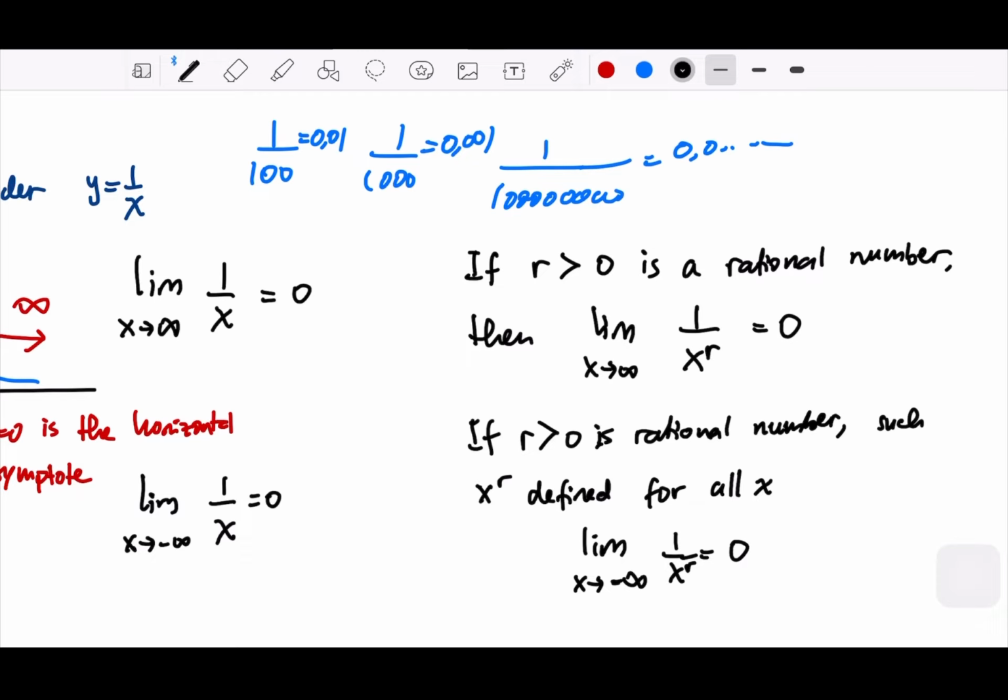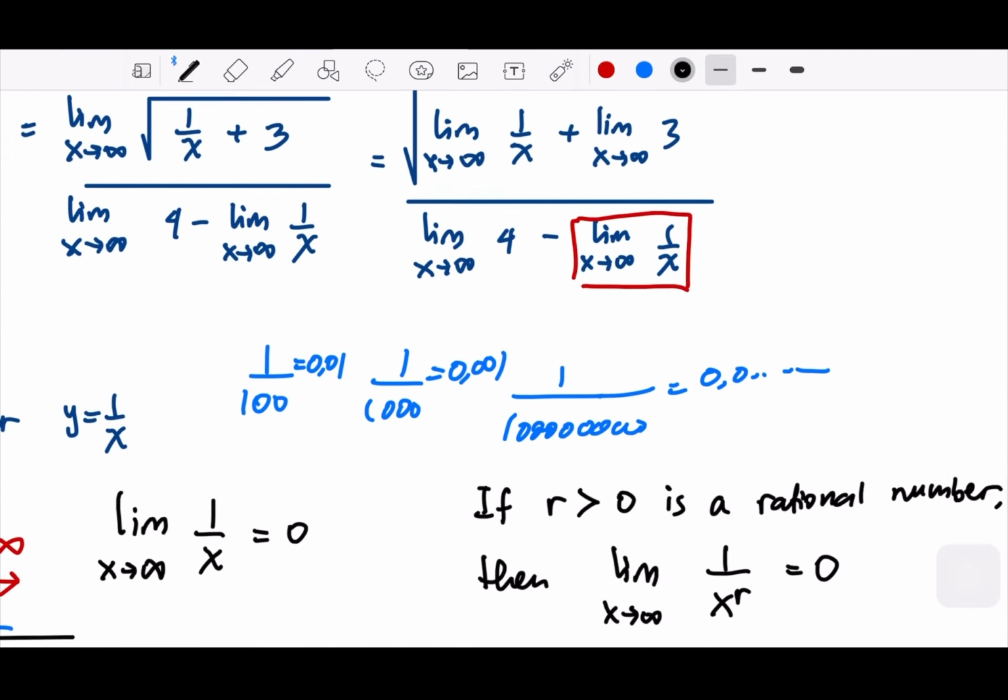Okay, in other words, if the limit has x approaching infinity or negative infinity, the idea is you have some functions that you need to simplify, and you need to find out whether they can be simplified in terms of 1 over x or not. So that's the idea. Okay.